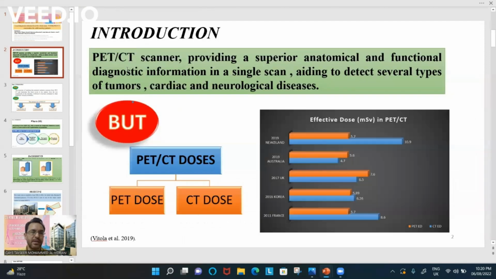As we know, the PET-CT scanner provides superior anatomical and functional diagnostic information in a single scan, aiding in the detection of several types of tumors, cardiac and neurological diseases. But we need to keep in mind that the PET-CT has two components. As a result, we have a double dose given to the patient during the PET-CT scan.